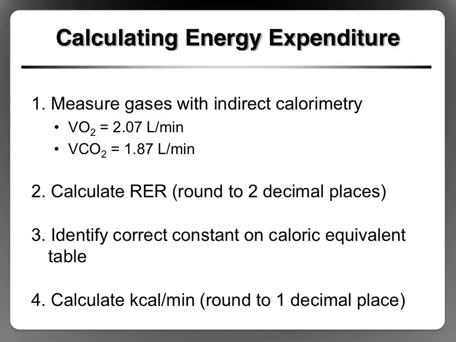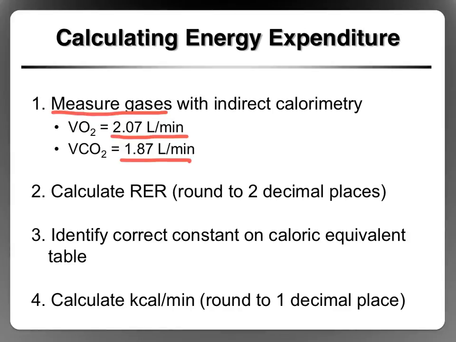Okay, so here's some real data. Let's go through these steps. Okay, so the first thing is go to the lab, measure your VO2 and VCO2. Okay, so I've already done that. And I've told you that the individual was using 2.07 liters of oxygen per minute and producing 1.87 liters of CO2 per minute.